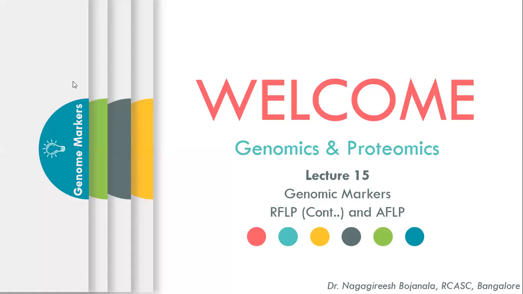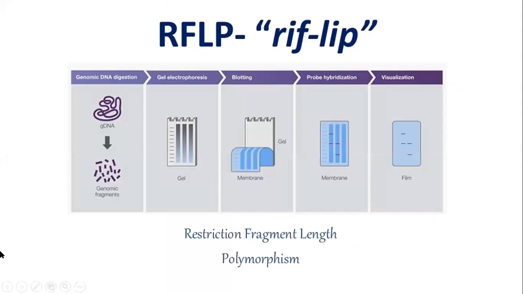Welcome back, students. Yesterday we discussed one of the genomic marker or polymorphic marker techniques that can be used to analyze different polymorphisms among a population. The technique is called restriction fragment length polymorphism, RFLP. We've spoken about the different steps involved there, per se, 5 steps or 6 steps.